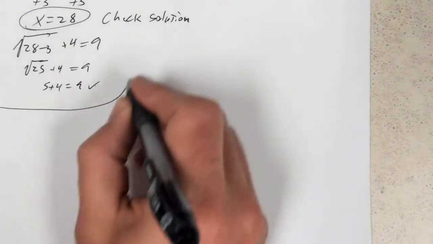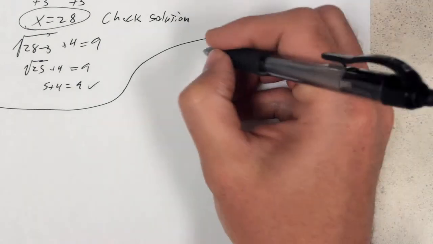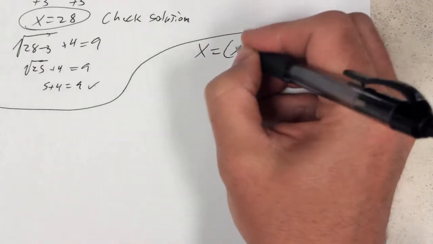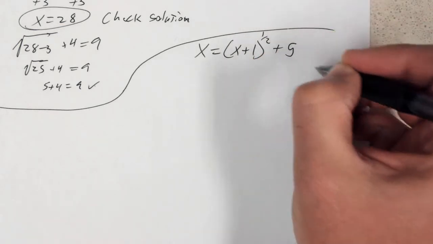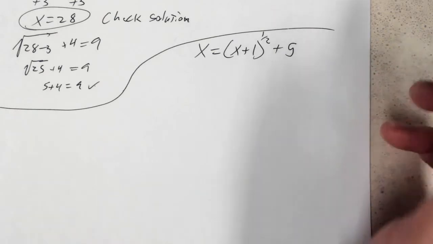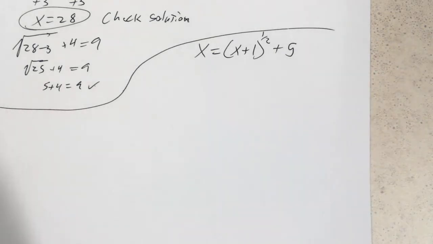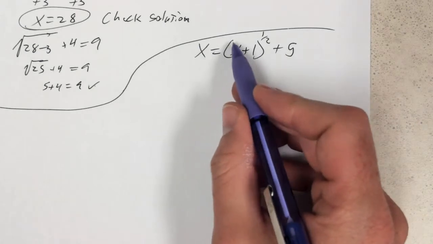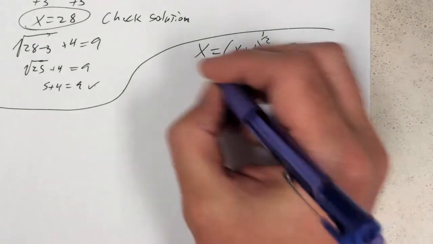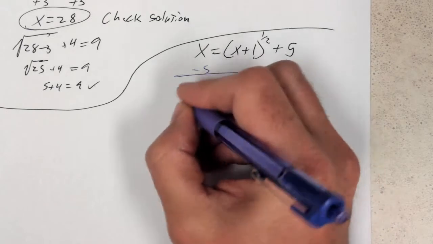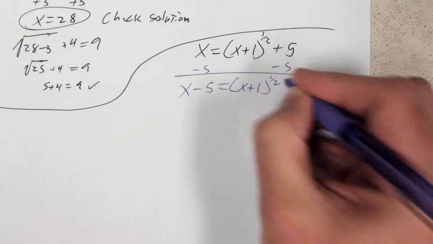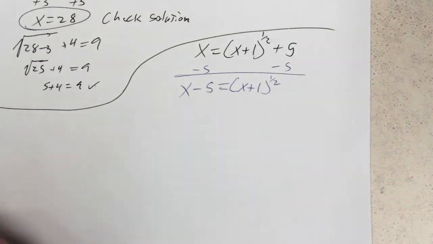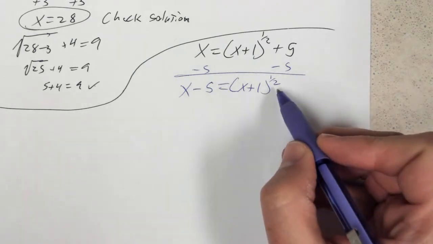Let's try another one here. x is equal to x plus 1 to the 1/2 plus 5. The first step is to isolate the radical, which is here. This is the square root of x plus 1. So we're going to minus 5, minus 5. x minus 5 is equal to x plus 1 to the 1/2. After we isolate the radical, we're going to get rid of the radical by squaring.